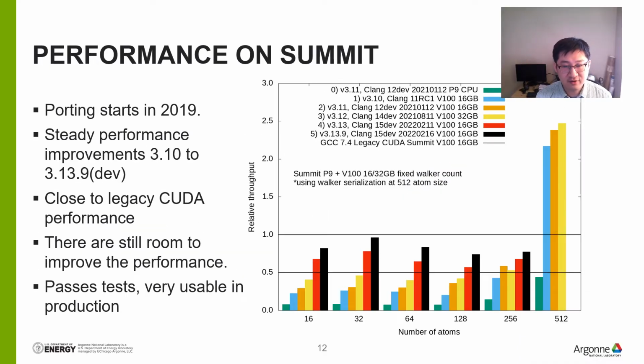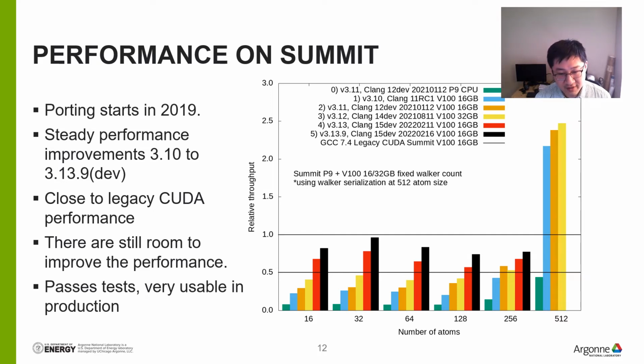Let's look at the performance of QMCPACK on Summit. On the right side, the figure is the throughput relative to the legacy CUDA implementation. We plot a wide range of problem sizes. For the largest problem size, the new code already way exceeds the performance of the legacy CUDA implementation.